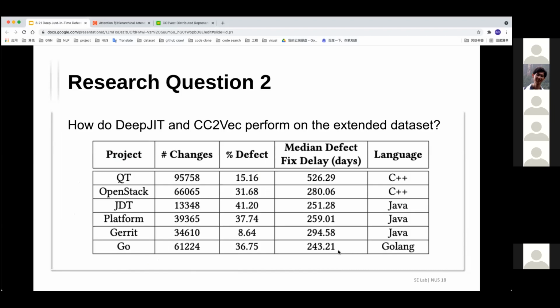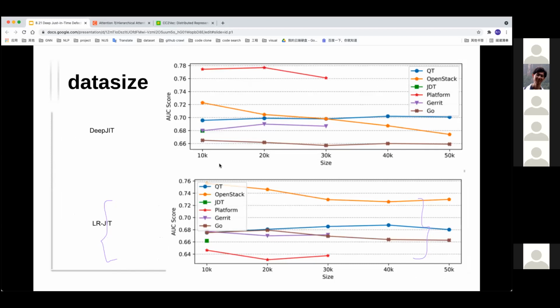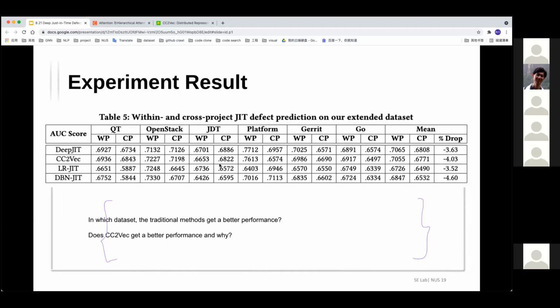So for the second research question, how does this model perform on the extended data set? He just added four data sets as the extended data set to check the performance, and the programming languages were also expanded to Java and Golang. Here is the result, and he just analyzed the experiment result. So here is the question.